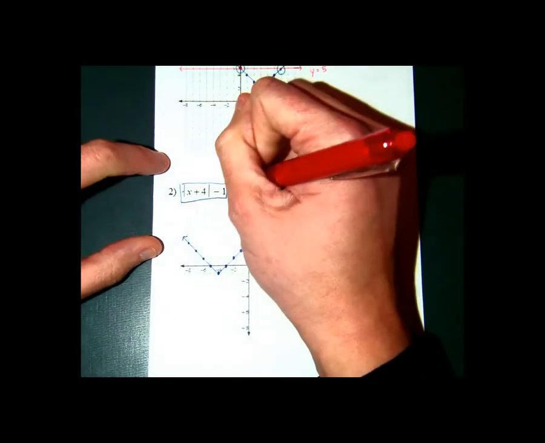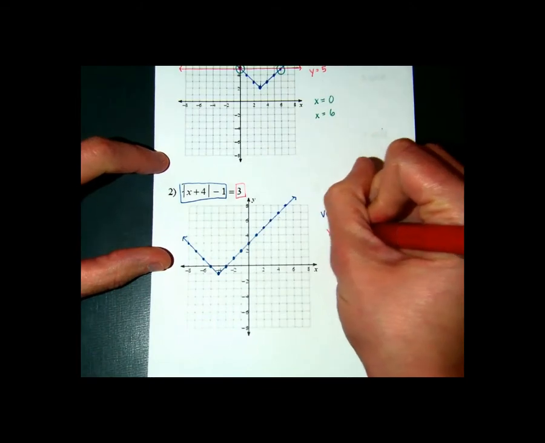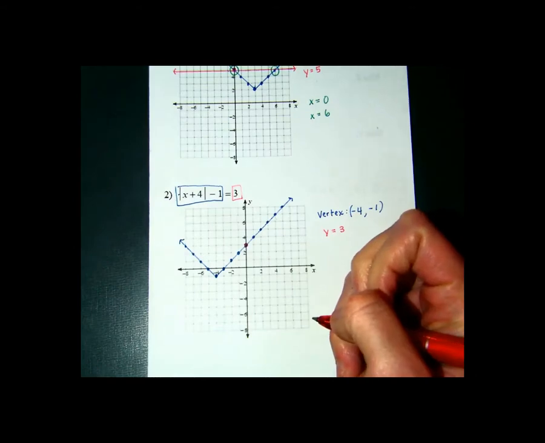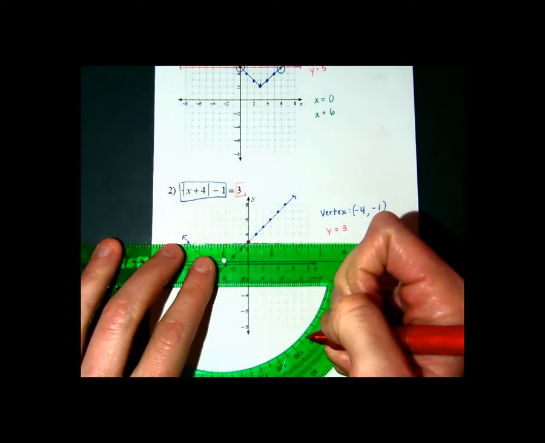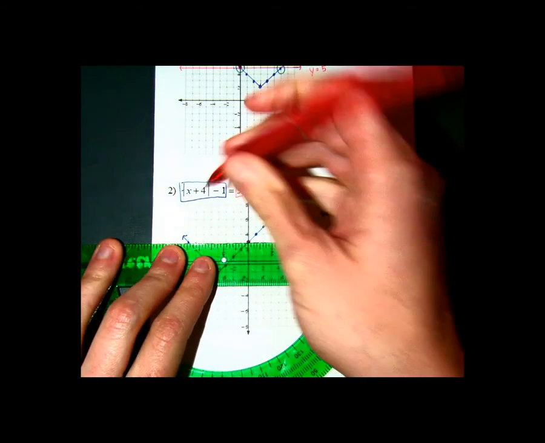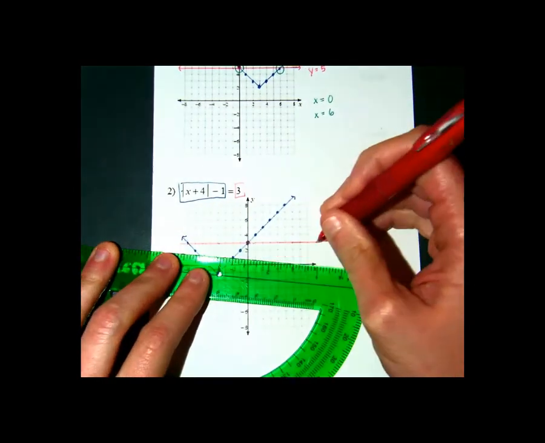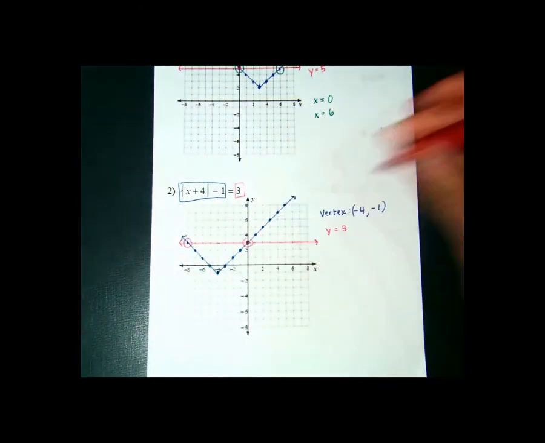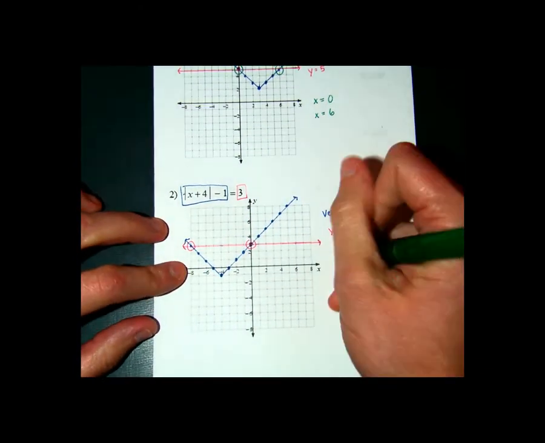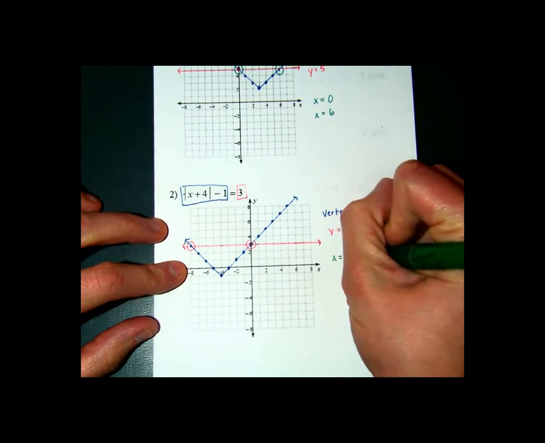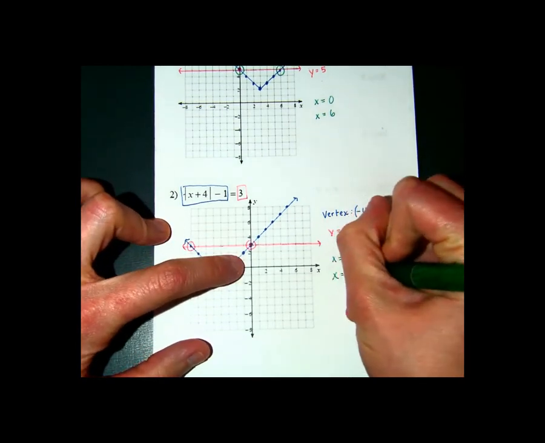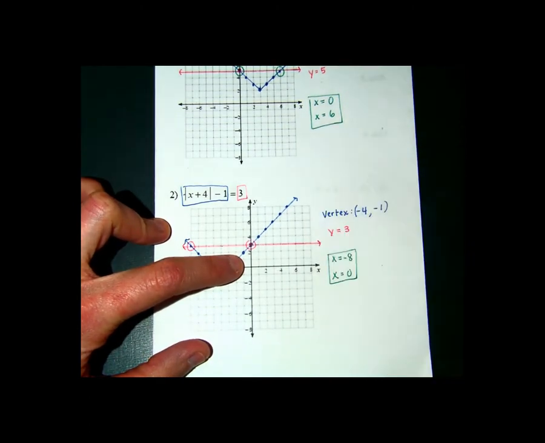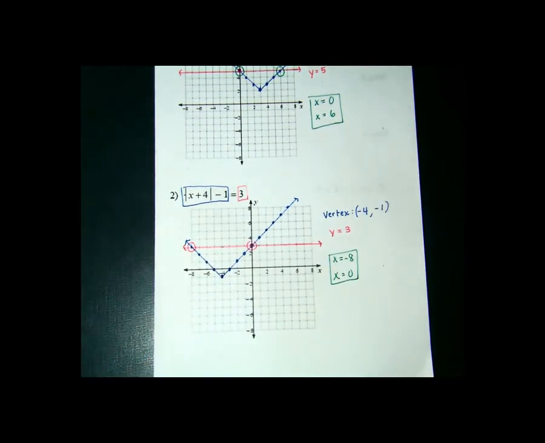And likewise, we have this 3 over here. It's the same as y equals 3. So we're going to go to 3. We've got a point that meets already right there. We're going to draw a horizontal line. And I've got my two solutions again. When x is -8 and when x is 0. So I've got two solutions for each of these.